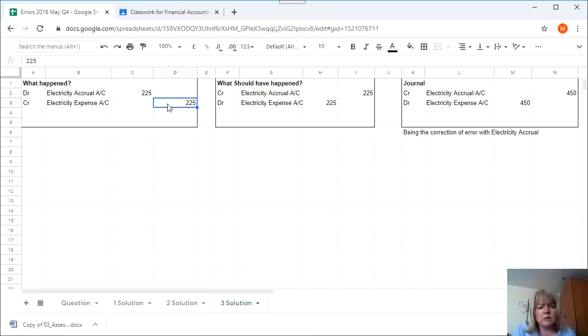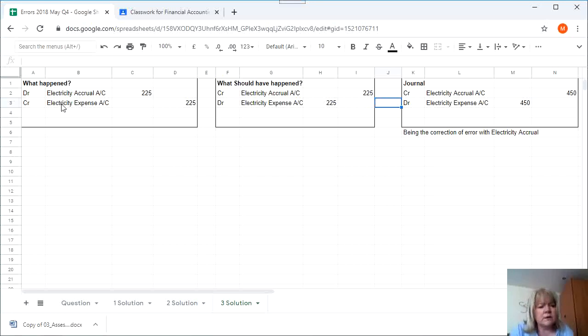And then what should have happened, just to clarify, we should have actually credited the electricity accrual 225. Remember, an accrual is a liability, it's always on the credit side, so that should have been credited. And the expense increasing there, we owed another 225, debit the electricity expense 225. So that's what should have happened. So combining the two gives us our correction and our journal entry.